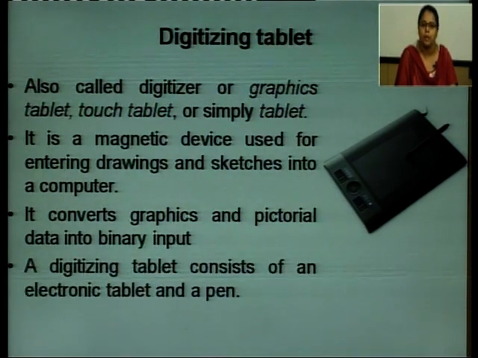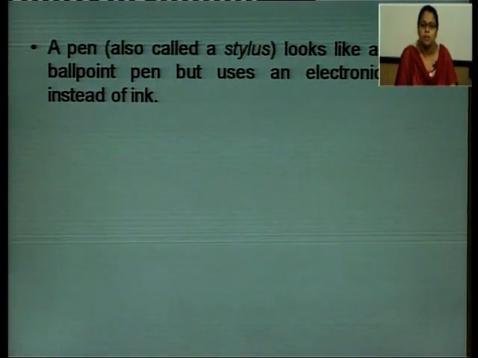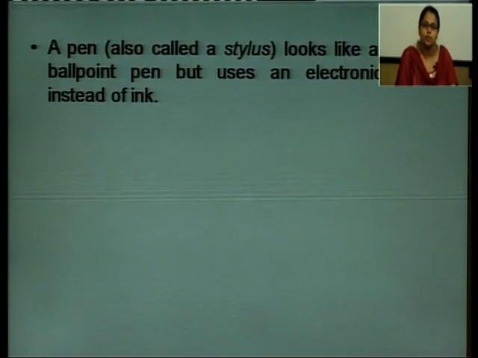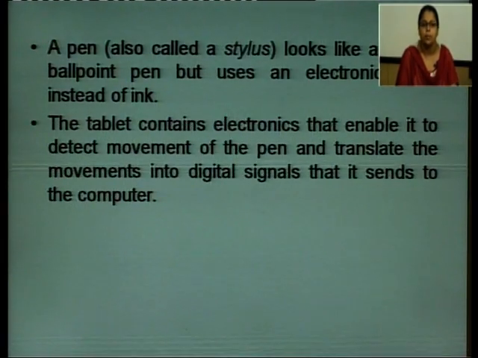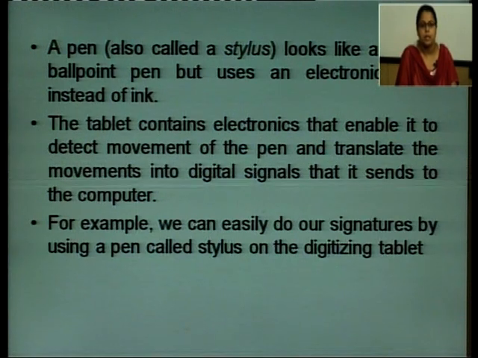A digitizing tablet consists of an electronic tablet and a pen, and this pen is called a stylus, which looks like a simple ballpoint pen, but it uses an electronic head instead of ink. The tablet contains electronics that enable it to detect the movement of the pen over the tablet and translate the movements into digital signals that it will send to the computer. For example, we can easily do our signatures by using a pen called a stylus on the digitizing tablet.